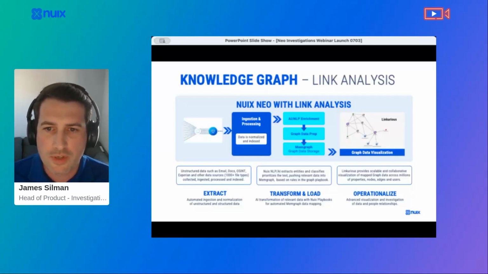Our knowledge graph works seamlessly with Neo, being able to quickly send results back and forth, providing you with traditional review capabilities of the Nuix platform, enhanced with the power and visualizations of the knowledge graph. So now you can take any data and uncover hidden relationships that would otherwise be missed.